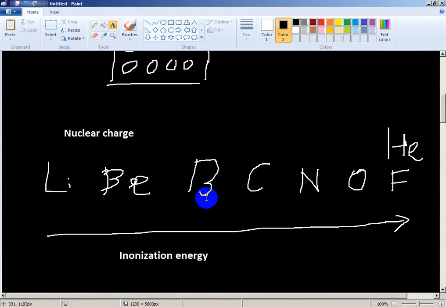From left to right, shell number remains the same, but electron number increases. As a result, the attraction force between the positive nucleus and electrons increases. More attraction means the atom becomes compressed, so the electron cannot be removed easily and a lot of energy is required. For these reasons ionization energy increases.